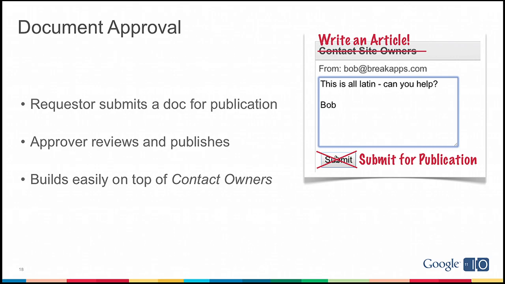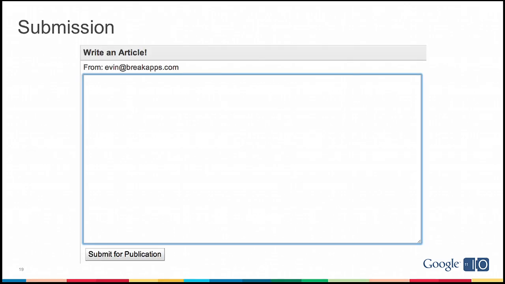And this is actually really easy to build on top of contact owners. This is the form that we just created. We're going to change the title to Write an Article, change the button to Submit for Publication, and the text area will just be for the document itself. So here's what that's going to look like. We've made the text area a little bit bigger so you can actually see what you're typing. And when you click Submit for Publication, that's just going to send an email to the approver.